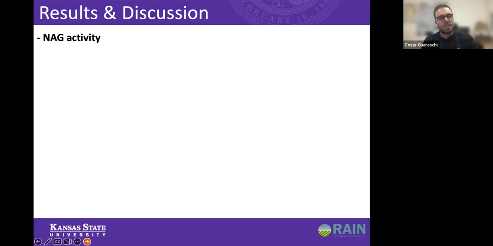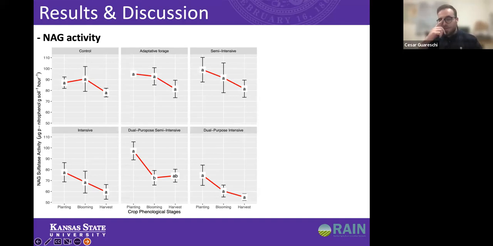Going to NAG activity, responsible for nitrogen cycling and also carbon cycling. I forgot to mention that beta G is also responsible for carbon cycling. We have in the first layer significance for treatment and cropping stage. We can see that it doesn't have the same pattern as we saw on beta G, having a decreasing pattern going through blooming and through the harvest point for pretty much all the treatments.